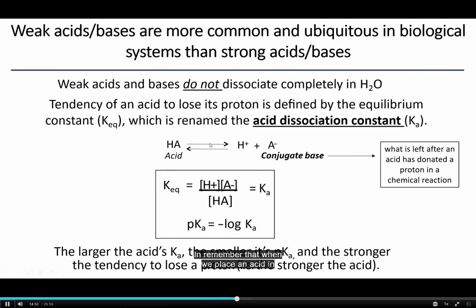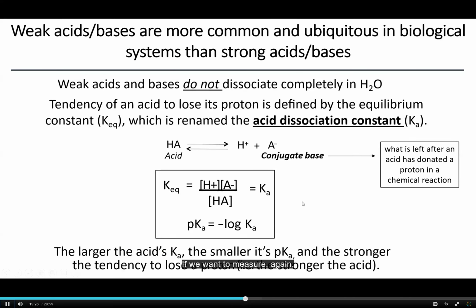And remember that when we place an acid in water, it will dissociate, not completely, but it will dissociate into its acid component, its hydrogen ion, and its conjugate base, which is what's left after the proton has been removed from the molecule. And so A could represent any number of functional groups that are attached to this proton.